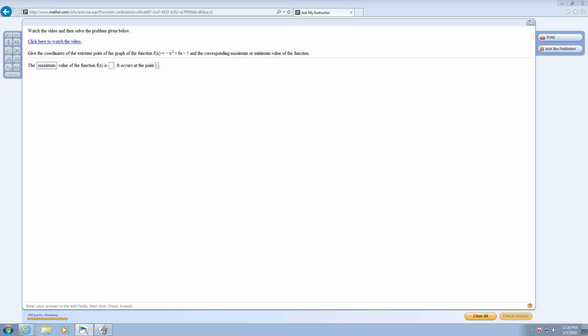All right, now what does it ask? It says the maximum value of the function is this maximum value right here, which is 9. And it occurs at the point 4, 9. And check answer. Excellent.